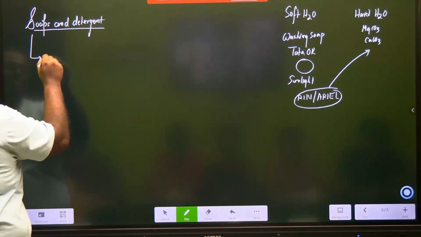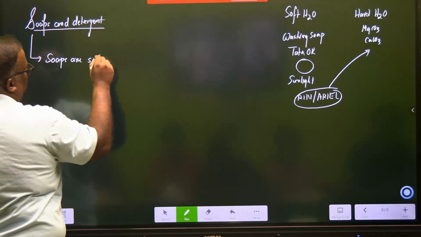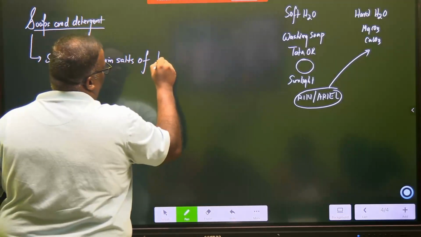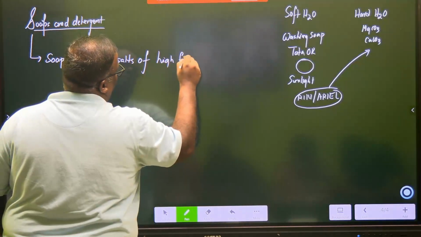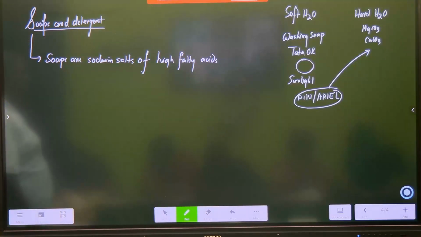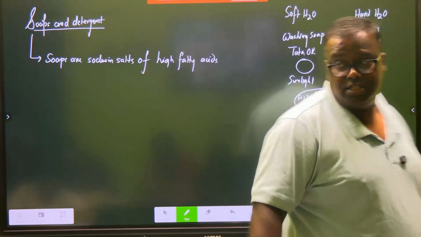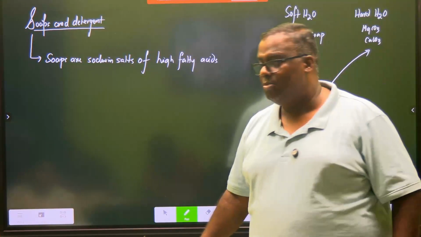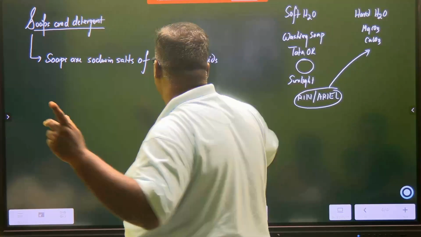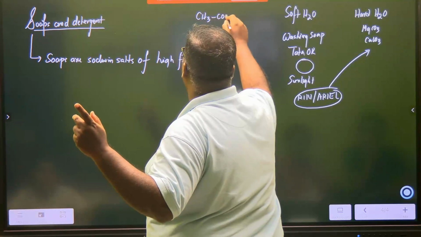Is this clear now? So let's first understand, what is a soap? Grade 8 definitions are simple. Soaps are sodium salts of high fatty acids. A sodium salt of an acid. Ten minutes back we discussed sodium acetate. It is a sodium salt of an acid, but here we have some adjectives: high fatty acids. So let's see sodium acetate first. Sodium acetate is CH3COONa.